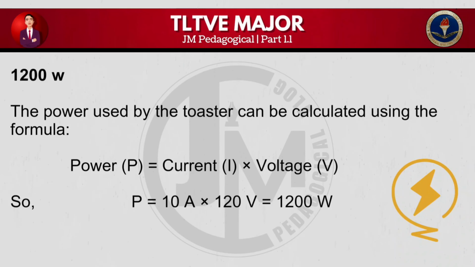The power used by the toaster can be calculated using the formula: power equals current times voltage, so P equals 10 amperes times 120 volts equals 1200 watts.